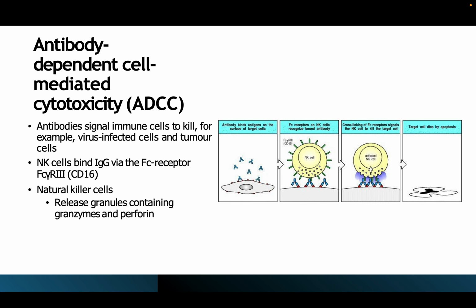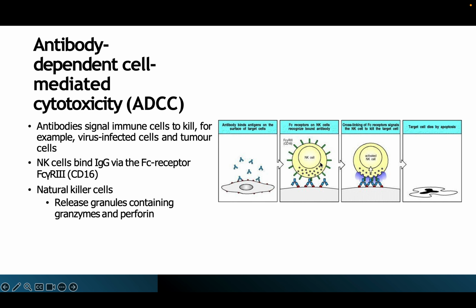Other than that, antibodies are able to bind as well. Let's imagine here you have your target cell, and you have antibodies that are binding. These antibodies are able to bind to Fc gamma receptors. If this is an IgG antibody, it binds to the Fc gamma receptor, and this can be found also on NK cells.